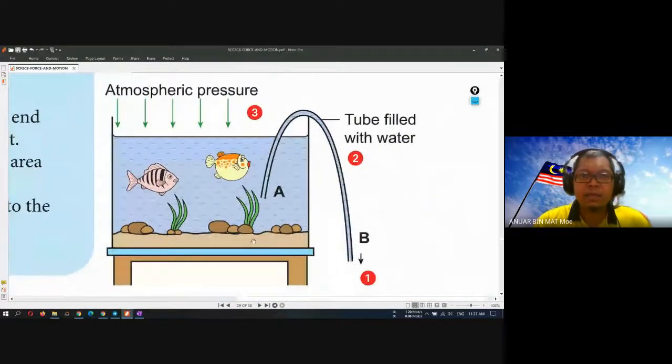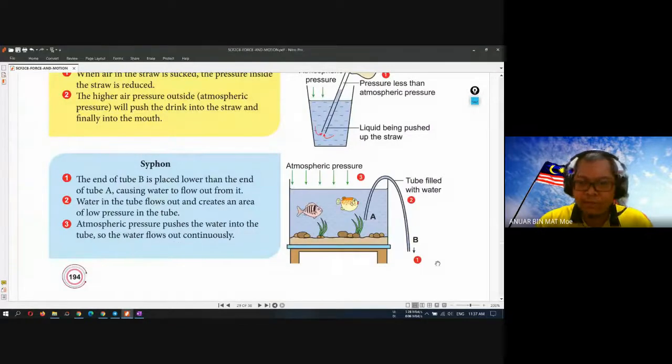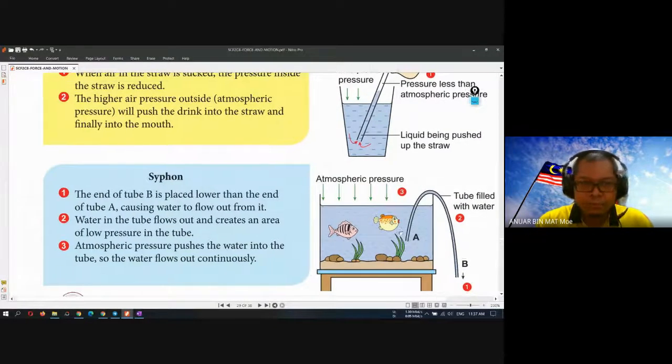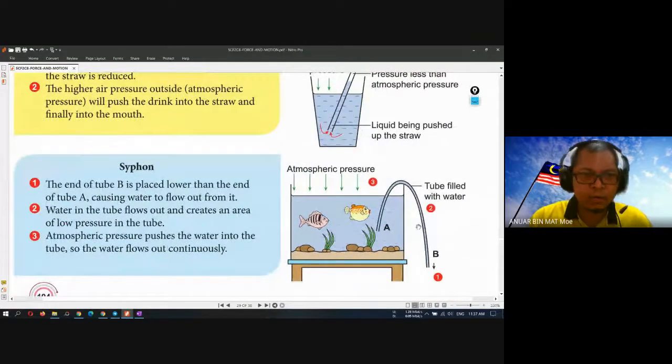This one is what we call siphoning. Siphon, S-Y-P-H-O-N. So you must try to understand which one has higher air pressure and which one has lower air pressure.